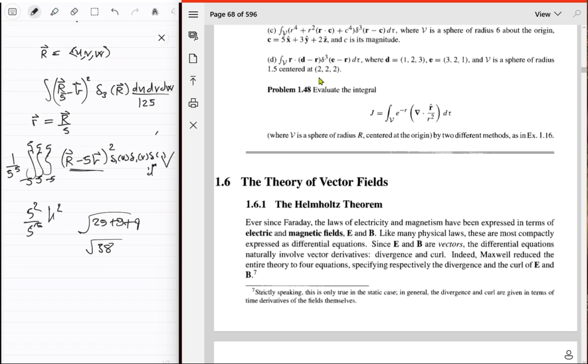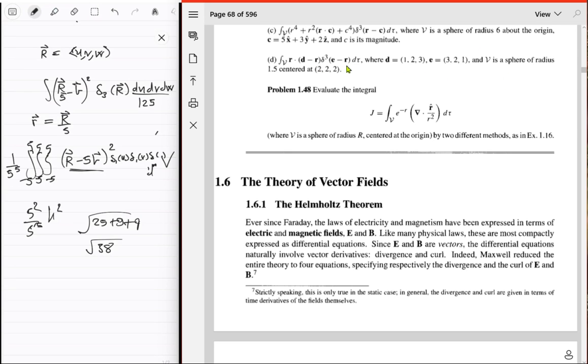Sphere of radius 1.5 centered at (2, 2, 2), so it's not about the origin. This thing is different now. It's at (2, 2, 2), and then you have del cubed of E minus R. Is this inside our sphere? From (2, 2, 2), what is the vector? It's (1, 0, -1), so the square root of 2 is the length, and that's less than 1.5. So it's inside our sphere.